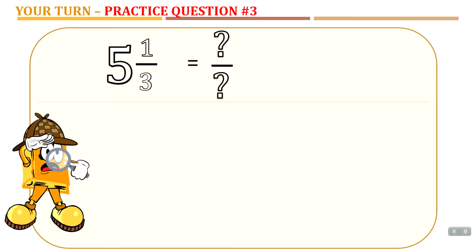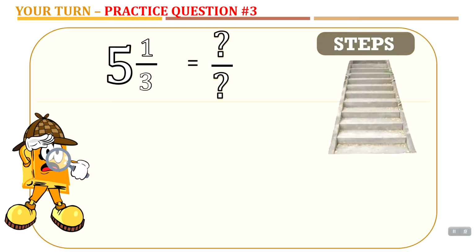Now you try the last one. 5 1/3 is equal to what as an improper fraction? Do you know what the denominator is going to be? That's right. It will be the number 3. And so 5 1/3 is going to equal a certain number of thirds. That's why the 3 is the denominator in our answer.